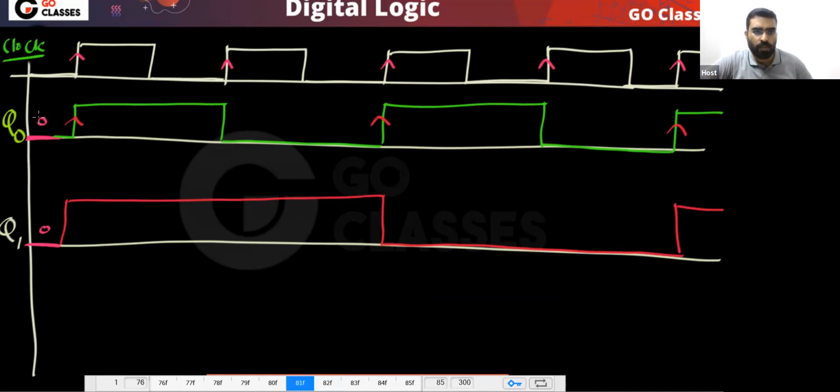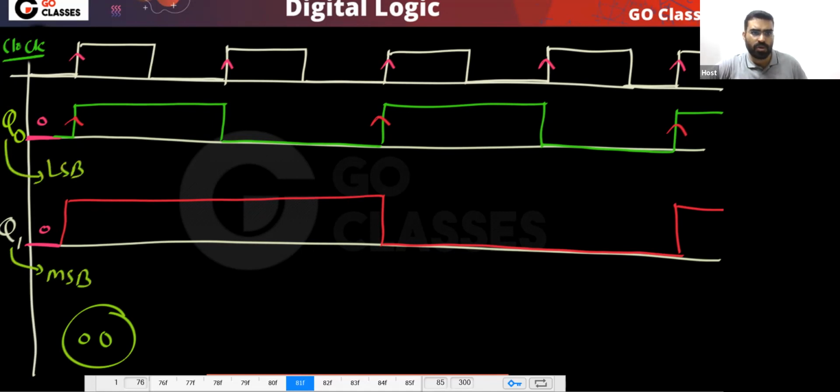Now you notice, both are initially 0, 0. Remember, this is MSB, and this is LSB. From 0, 0, where are we going? They are going to 1, 1. From 0, 0, they are becoming 1, 1. Yes or no?